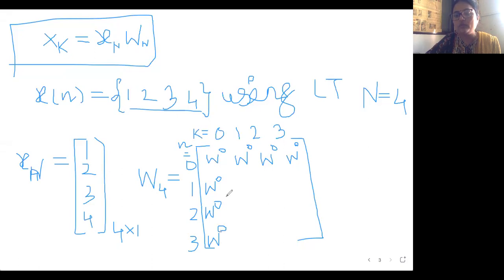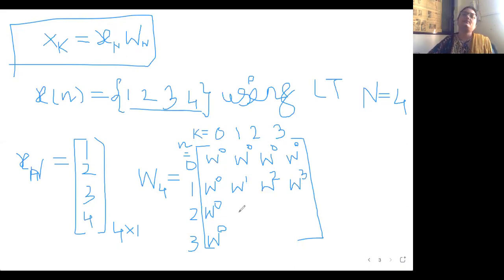Now tell me the value at this position. W raised to 1. Right. This is going to be W raised to 1. What is here? W raised to 2 and W raised to 3. Right. W raised to 2 and here it is W raised to 3.